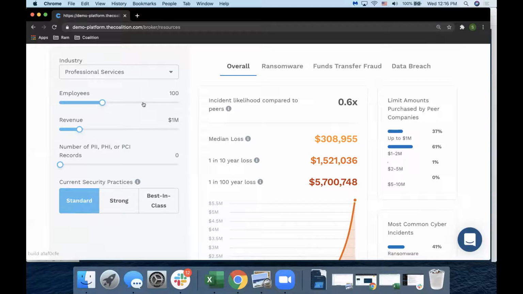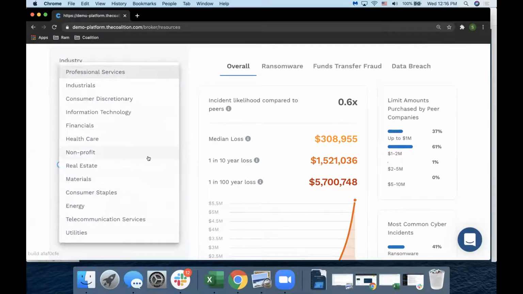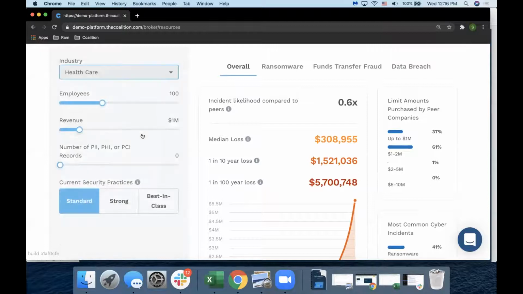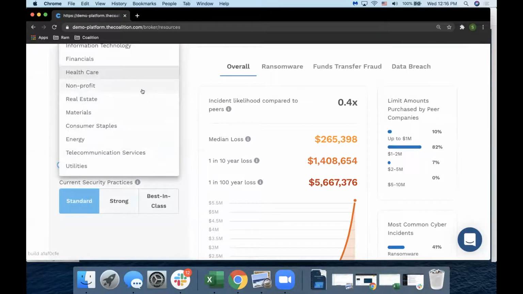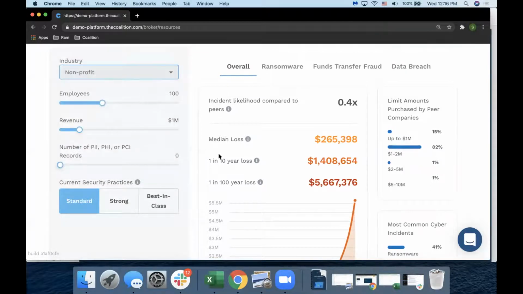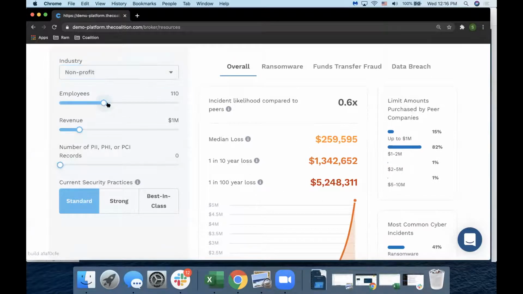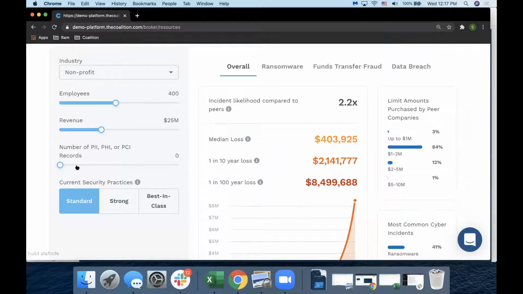If I could draw your eyes to the left-hand side, you can choose a variety of industries. I could choose healthcare, or I can choose not-for-profit. You'll notice that these numbers are changing while I'm doing this. I can adjust the employee count. I'll take us to, let's say, roughly 400 employees, and I'll take the revenue up to, let's say, a $25 million company. You can see as I'm moving these sliders, the numbers here are being adjusted.